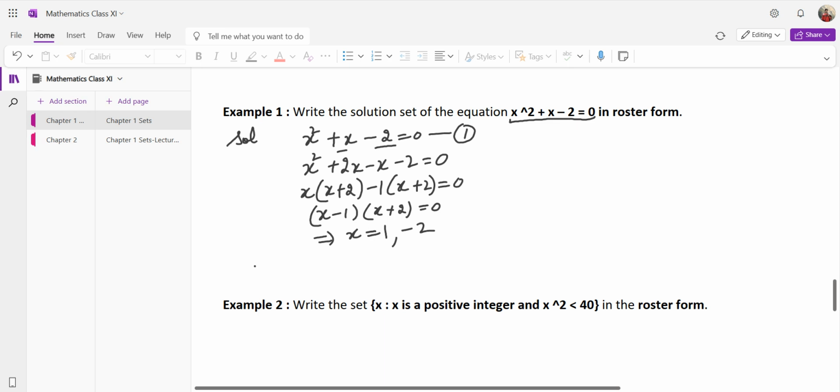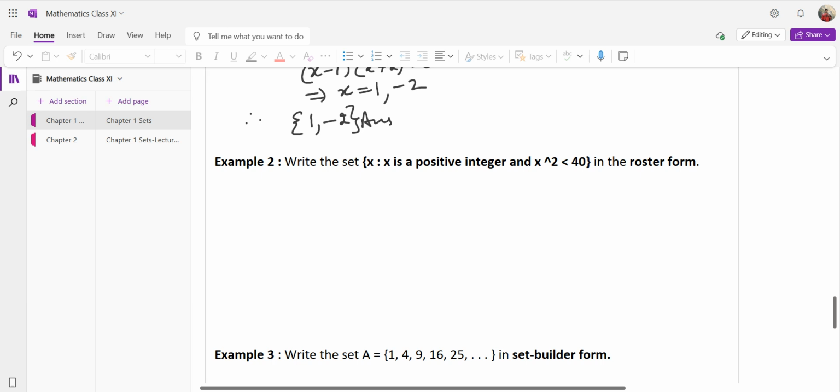So therefore the solution set, in roster form, we can write simply within the curly brackets as the solutions of this equation, 1 and minus 2. So the roster form of the solution set is given by this form. I hope the problem is clear to you all.